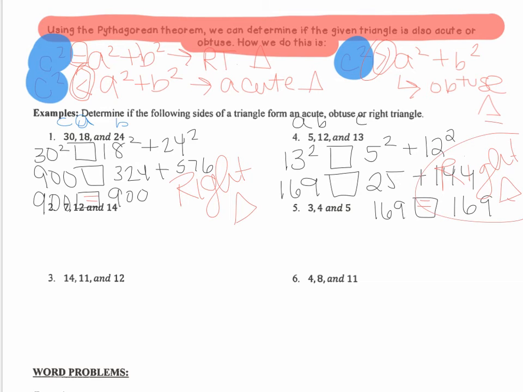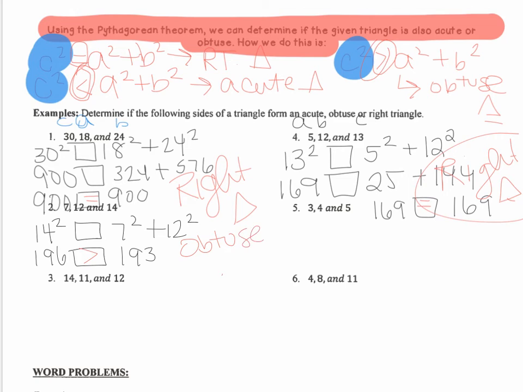Okay, let's do one more together. So again, look for my biggest measure, that's 14, so that's C squared. And then 7 squared plus 12 squared. And yeah, I know, you can type all this in your calculator and do 14 squared. You get 196. And then you would type in 7 squared plus 12 squared, so 49 plus 144, that's 193. Okay? How does 196 relate to 193? It's greater, so when it's greater, that means it's obtuse.